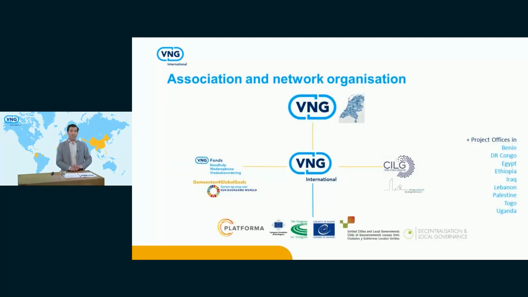I briefly mentioned VNG, the Dutch Association of Municipalities. All municipalities in the Netherlands are a member of this association, and VNG International is the international arm, executing projects worldwide with project offices in the countries you can see in the list, Benin, DRC, etc. But we also have a daughter company in Tunis, as well as a training institute linked to VNG International, the Hague Academy for Local Governments. As well as we're active in a lot of international platforms that you can see in this slide as well.